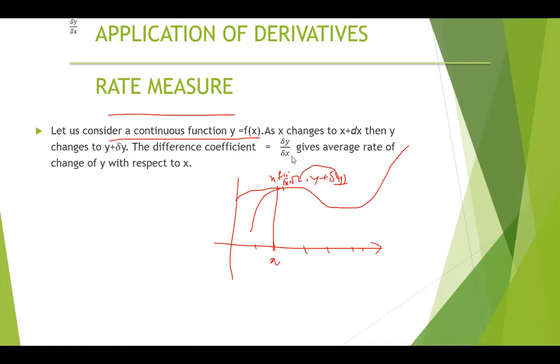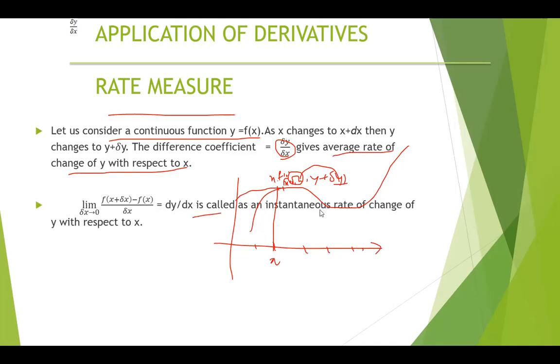So the quotient delta y by delta x is called the average rate of change of y with respect to x. In general, if I make this delta x very small, negligibly small, at that time we call it the derivative of y with respect to x, and this is called the instantaneous rate of change of y with respect to x.